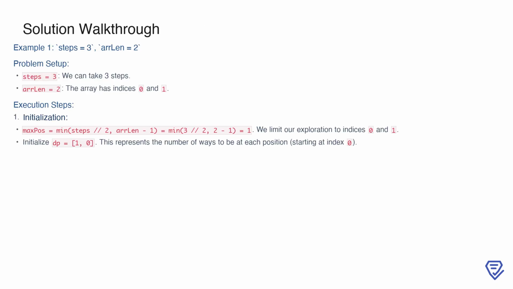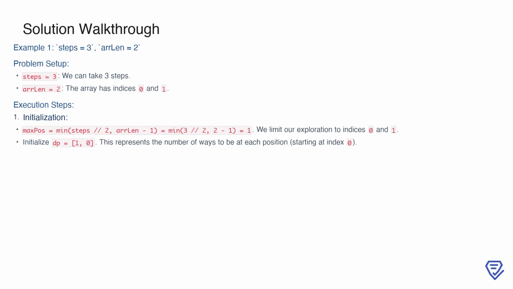In this first example, we are given 3 steps to take and an array length of 2. This means the array consists of indices 0 and 1. To begin solving, we initialize a variable called maxPos, which determines the furthest index we need to explore. This value is the smaller of two quantities: half the number of steps, which is 3 divided by 2, and the highest valid index in the array, which is 1. Thus, maxPos is set to 1, meaning we'll only consider positions 0 and 1 during our calculations.